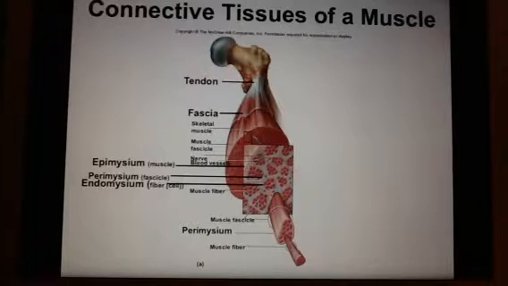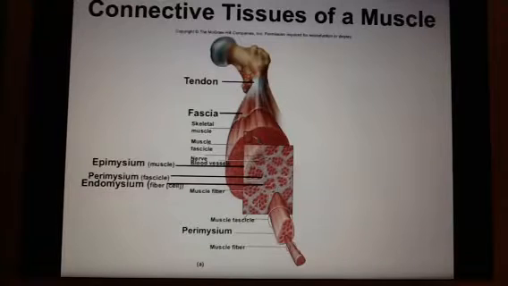And then the endomysium covers one muscle fiber, which is one cell. And then this shows the tendon, which is connecting the bone to the muscle. So those are all the connective tissues. It shows the fascia as well.